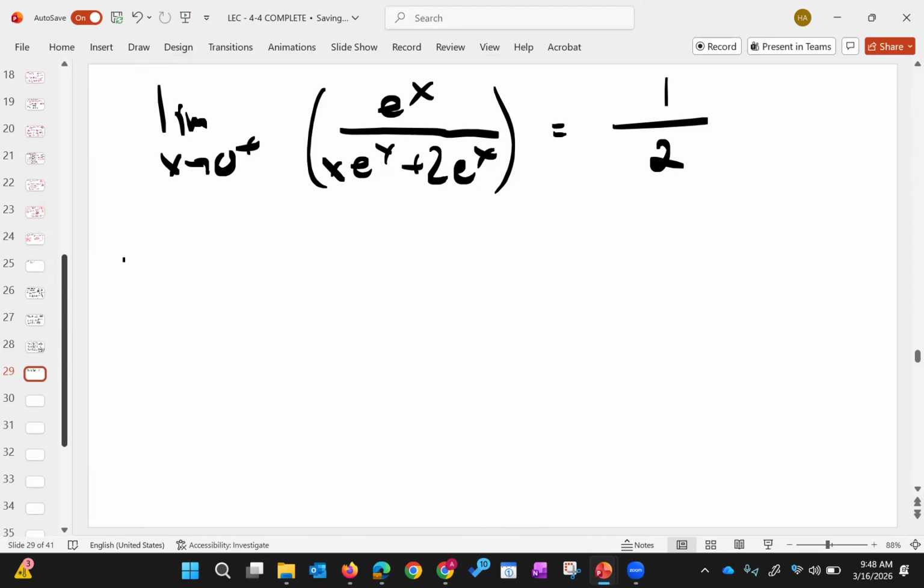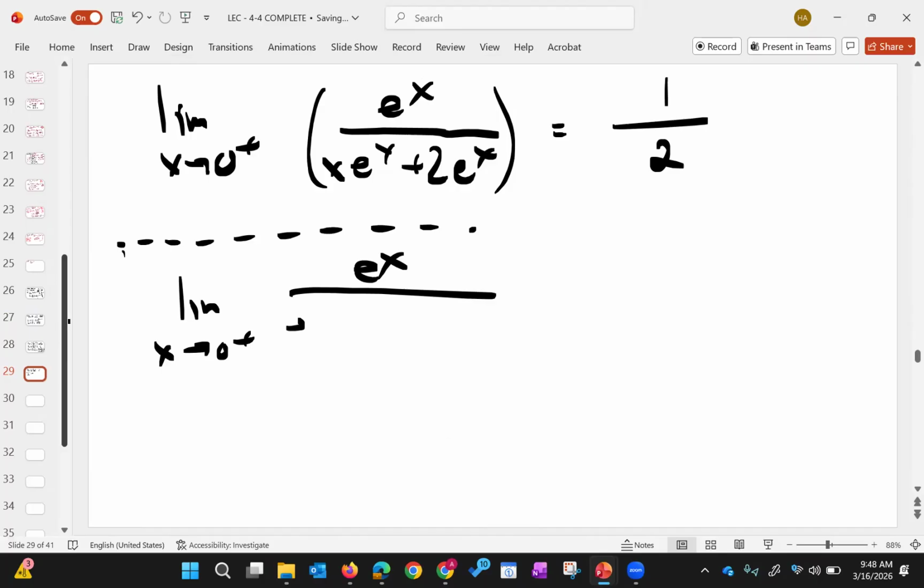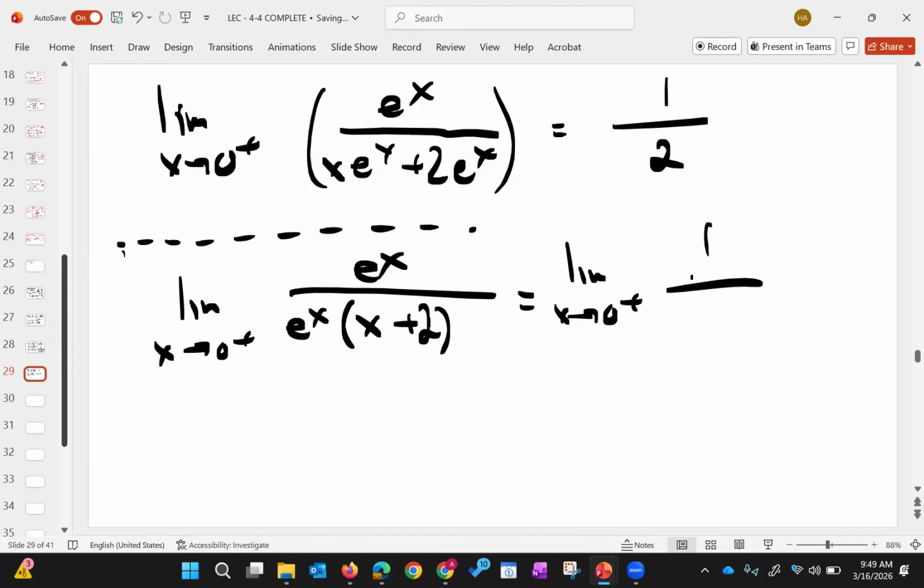Cool. Okay, if you did take out the e to the x, doing it a different way, I think Aiden did this here. You factored an e to the x out of the whole bottom, and you're left with x plus 1 or x plus 2? x plus 2. There it is. The e to the x's are gone because they cancel. The limit as x goes to 0 of 1 over x plus 2. Plug in a 0 for the x, because that's the only one left, and we get a 1/2 anyways. Cool.